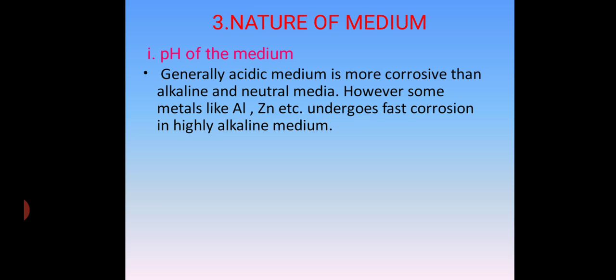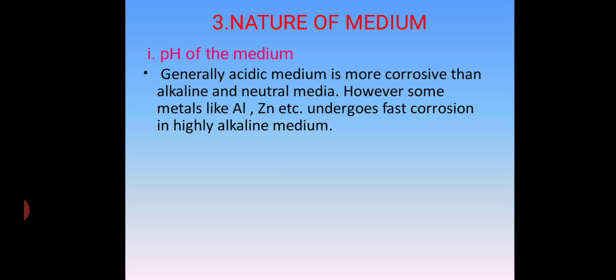However, some metals like aluminum, zinc, etc. undergo fast corrosion in highly alkaline medium. Always, students, remember, when the medium is towards lower pH range, when the pH is low, that is when it is acidic, then what happens? More and more severe corrosion takes place along with hydrogen gas liberation. So when the pH is neutral, in the neutral water also there will be corrosion, but when the pH becomes higher, basic, then corrosion rate decreases slowly.